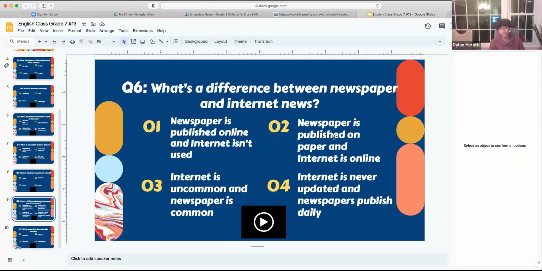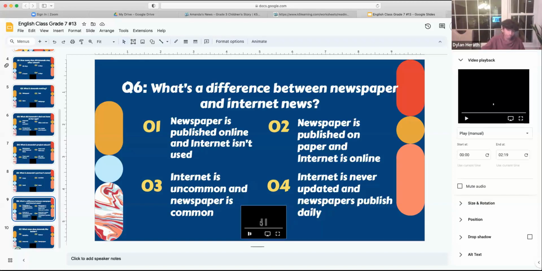So is it going to be one, newspaper is published online and internet is not used, or newspaper is published on paper and internet is online? Internet is uncommon and newspaper is common. Internet is never updated and newspaper is published every day or daily. So I want you to think about this closely. So listen.